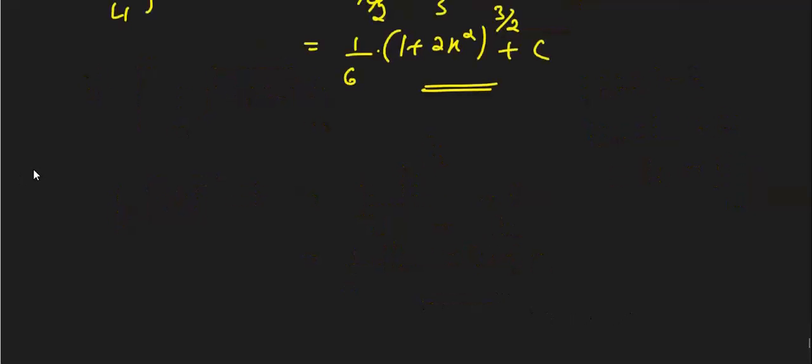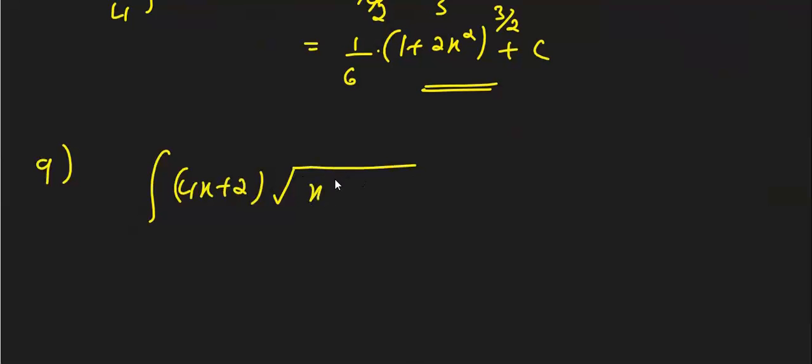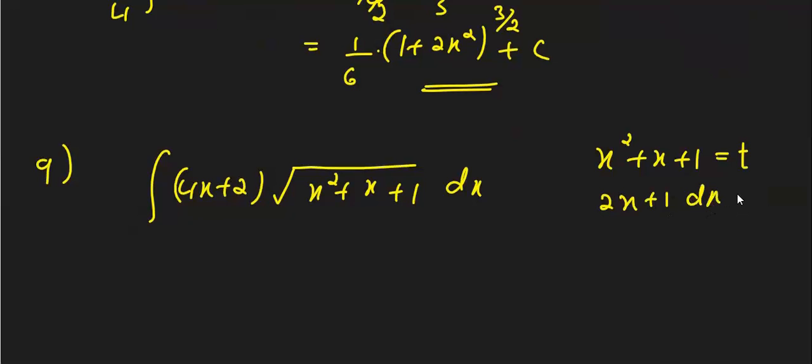Consider ninth question. Integral 4x plus 2 into root of x square plus x plus 1 dx. Now consider x square plus x plus 1, let it be t. Differentiate this, 2x plus 1 dx equal to dt. But if you observe the function, in the function we have 4x plus 2. From this, you can keep 2 outside, right? So 2 times. The remaining term is actually 2x plus 1 dx.